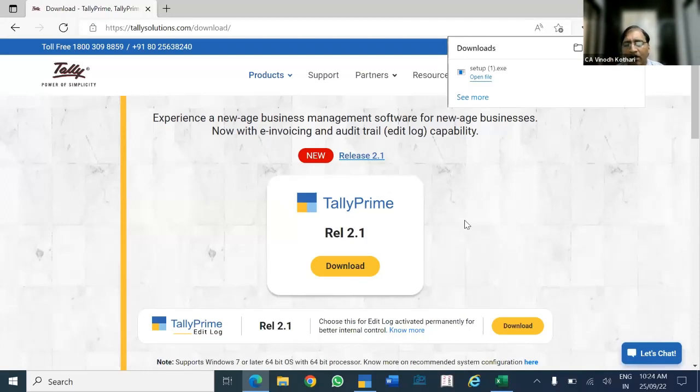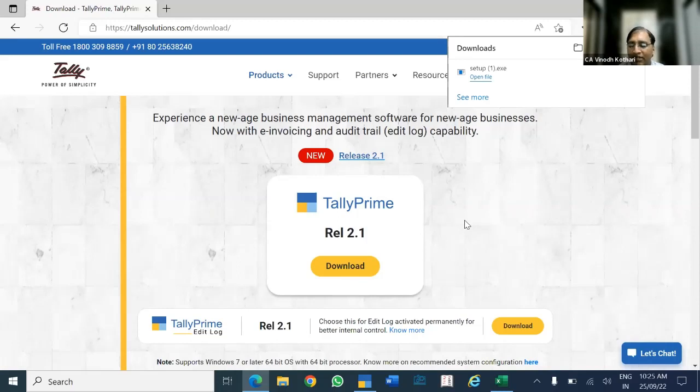Tally is an accounting software. It started somewhere in 1994, and I started using Tally in 1998. No one taught me; it is by my own interest I learned. And today, more than 12 lakh users are using this Tally software. Right? So 12 lakh users.